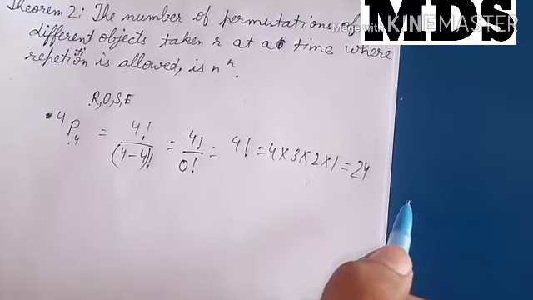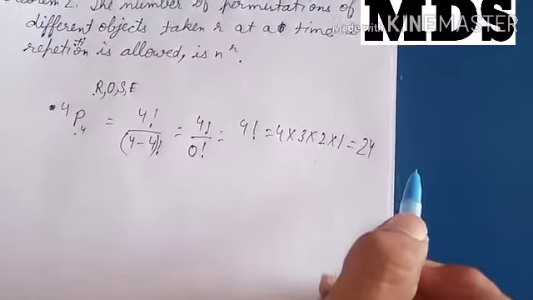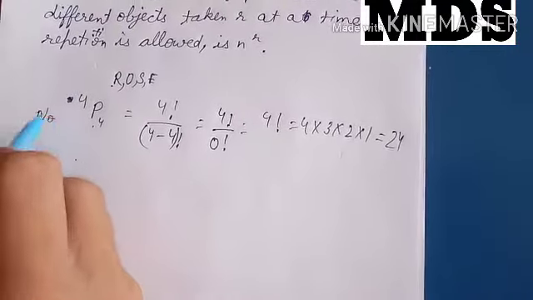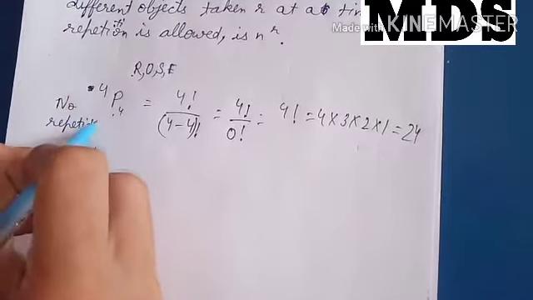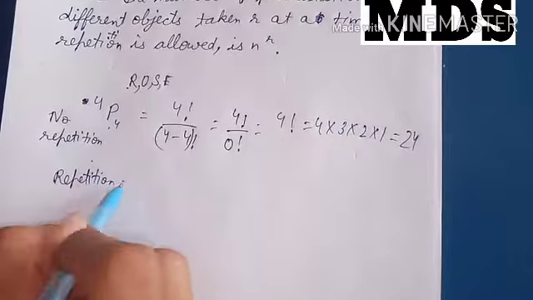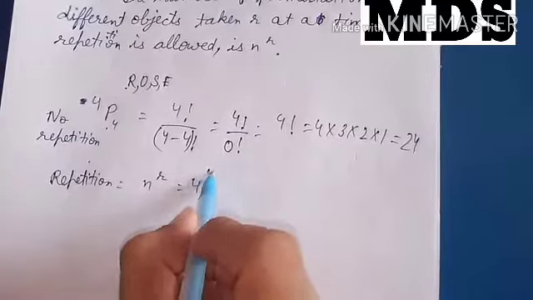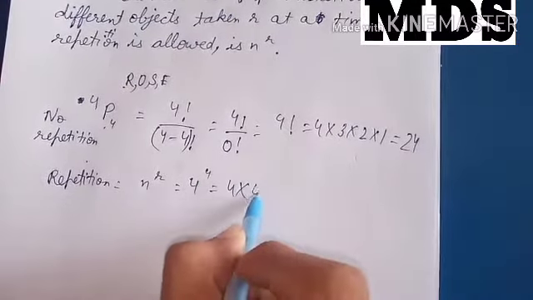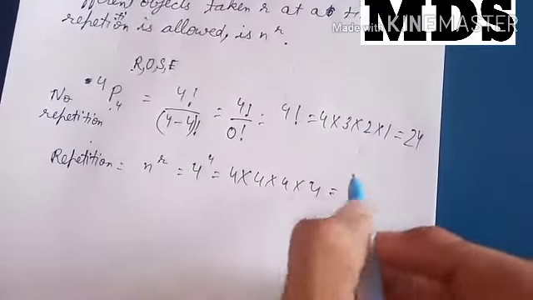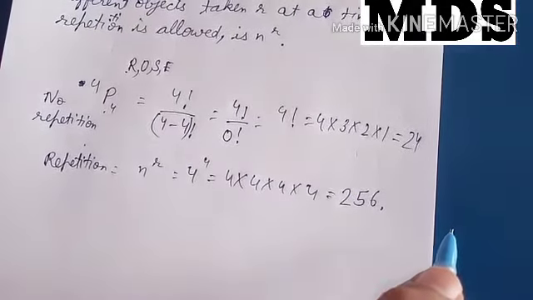Okay, and now if we check when repetition is allowed, in that case how many would we get? Here it was for no repetition. And for repetition, what is the formula? It is n raised to power r. So n is 4 and its power is 4. That means 4 into 4 into 4 into 4. So that is 256, and we have got the same answer.